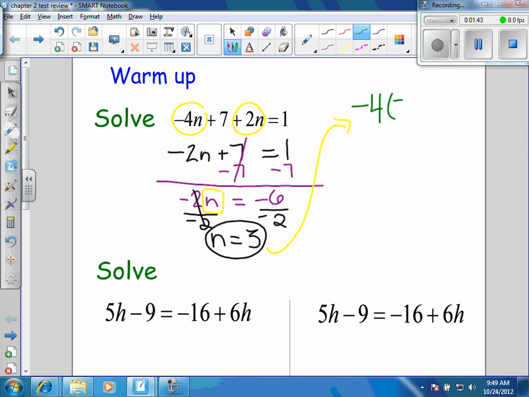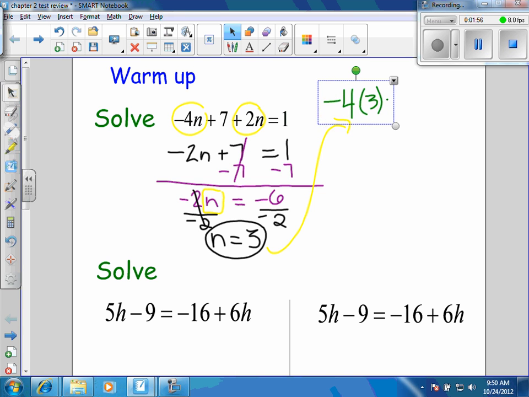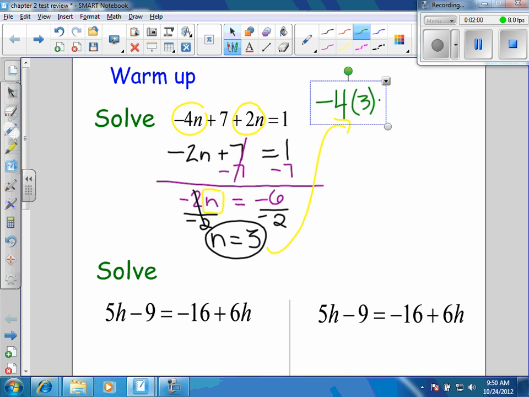We won't be checking everything today, but just a reminder, when you take a test, it's really nice if you take the time to check. Maybe not as you go along on every problem, but when you have time. So I'm going to move this over. I'm putting my n value of 3 in here. So negative 4 times 3 plus 7 plus 2 times my n value of 3. And I want to see if I get 1.